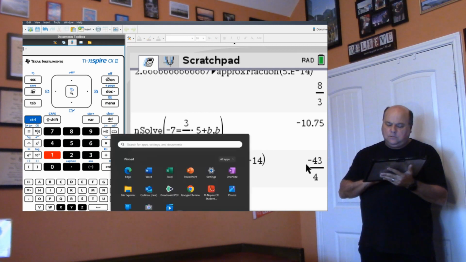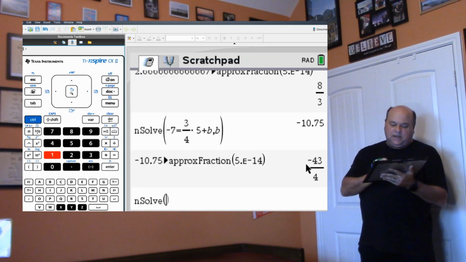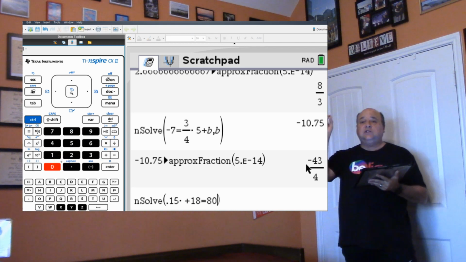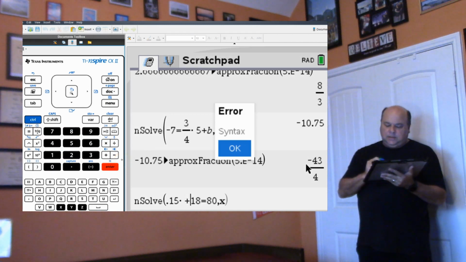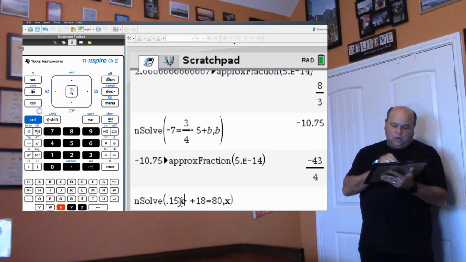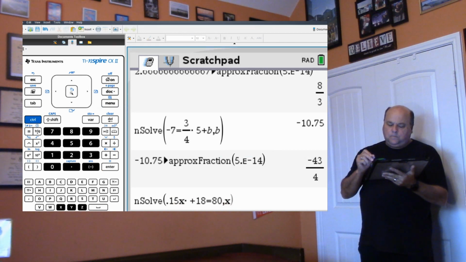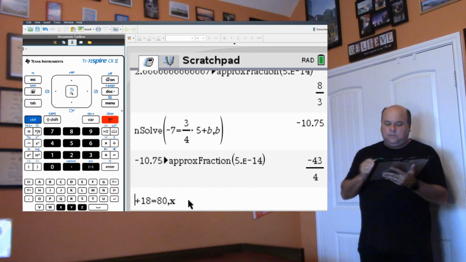It is 0.15x plus 18 and 80. 0.15x plus 18, and then put equal 80. What this is going to do is tell us what it's equal. Then put comma x, hit enter. Well, I got to put the x in. 0.15x, okay, plus 18. That's it. I don't want the times there.